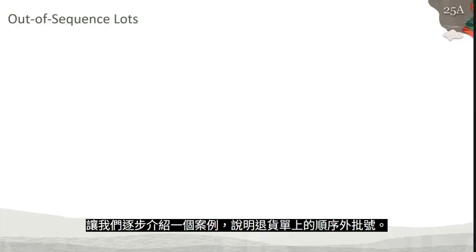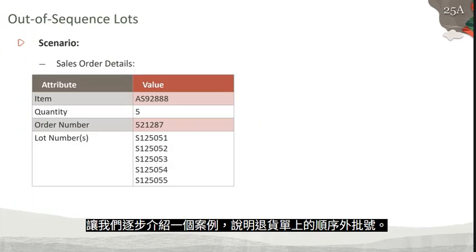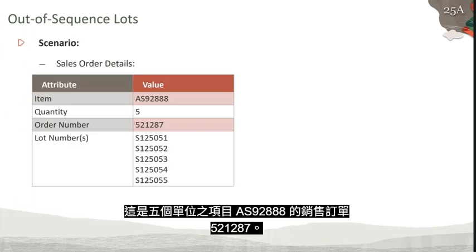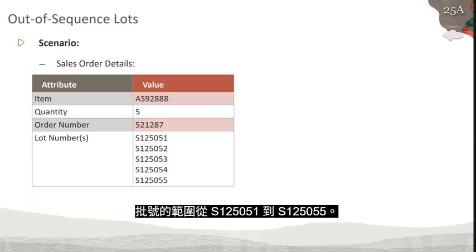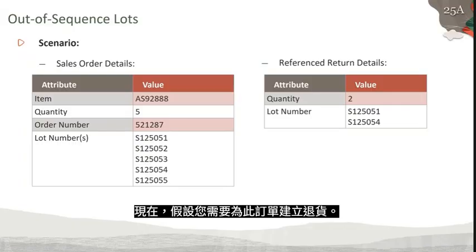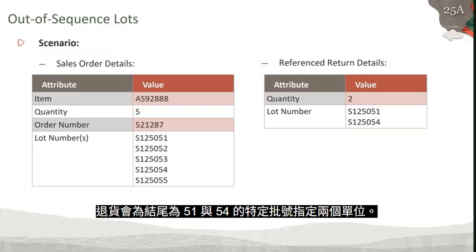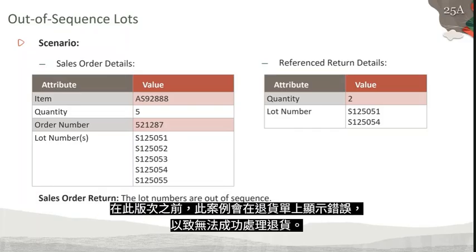Sales order 521287 for item 92888. The lot numbers range from S125051 to S125055. Now say you need to create a return for this order. The return specifies 2 units for the specific lots ending with 51, and prior to this release, this scenario would have shown an error on the return order, preventing its successful processing. But now the system is equipped to handle the scenario.